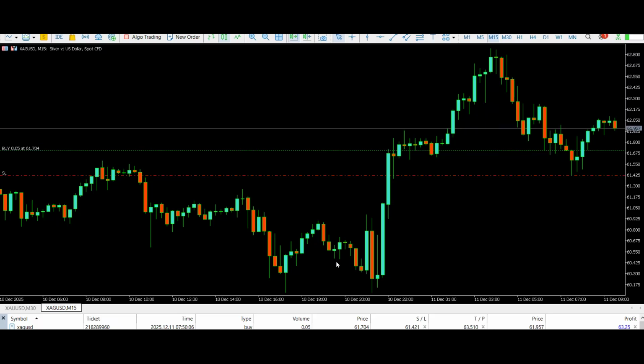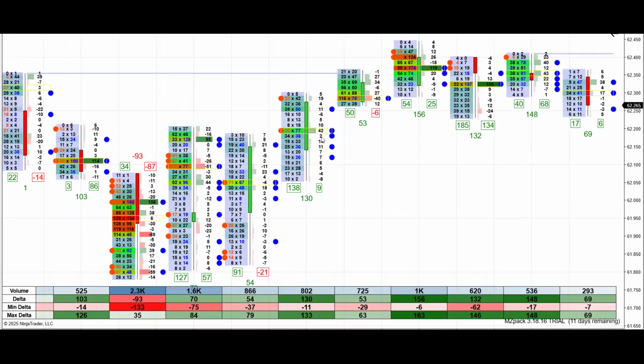We are going to talk about scalping and we'll be learning about order flow. How exactly can we utilize the order flow?